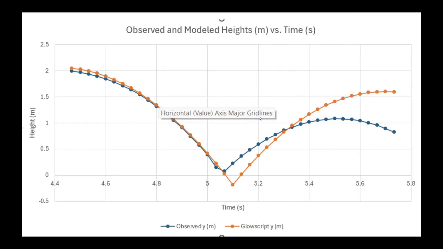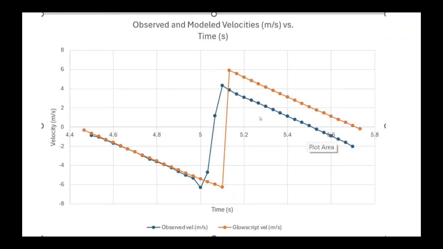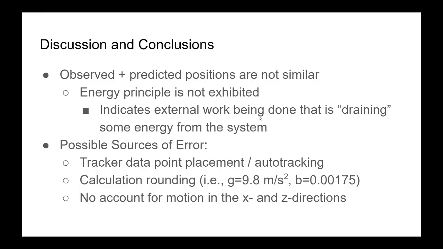These are the observed and modeled heights. You can see there's a pretty big discrepancy, which I will discuss later, but especially towards the end, it's very different. And this is the same for velocity. So it looks the same, and then it kind of veers off from the other. So just as a discussion, the observed and predicted positions and velocities, like I said, are not similar. So the energy principle is actually not exhibited here, which means that there is some sort of external work being done in the system that must be draining some energy from the system that we did not account for.